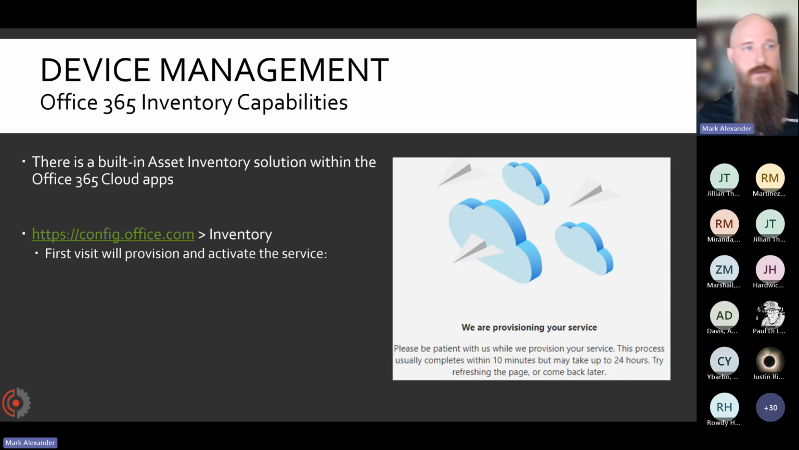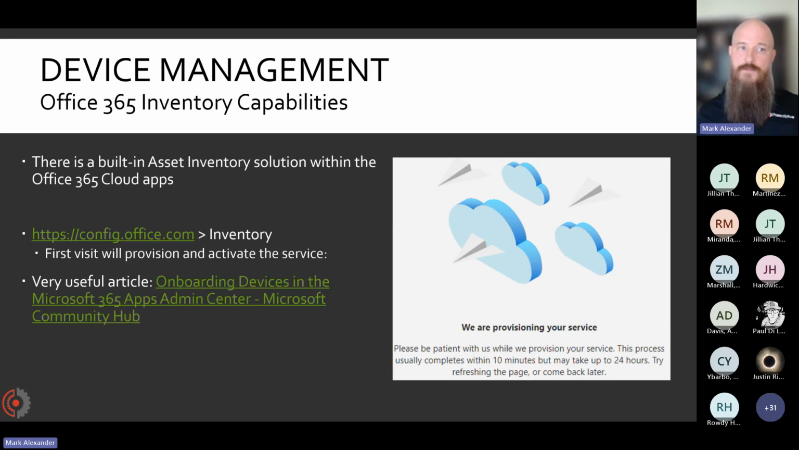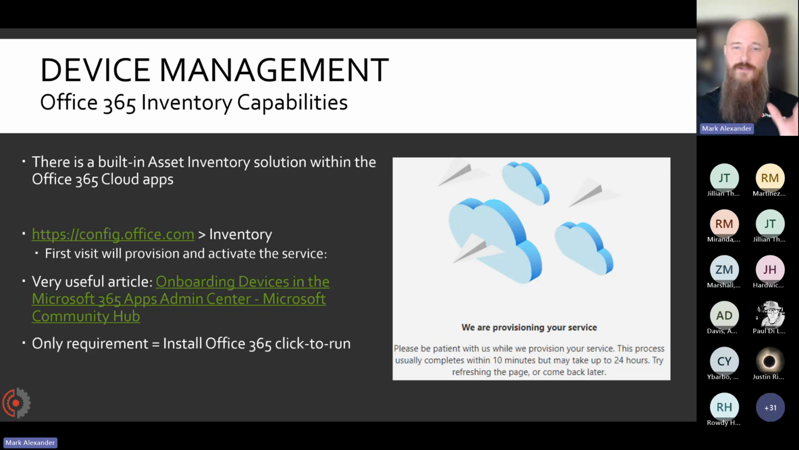If you go to config.office.com, I included a little screenshot here. If you're following along, the first time you go in there, it's going to start building up resources to start gathering these inventory details. This is normal. This is expected. This doesn't mean that you're going to be paying something extra. It's just that the first time you're in there, it's going to spin up those resources. And here's a very useful article on all of the details that it provides. But the key here is your only requirement is to install that Office 365 Click-to-Run.